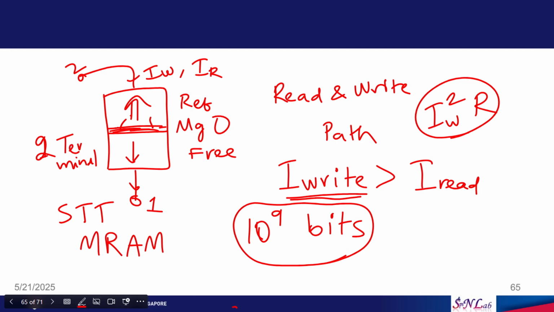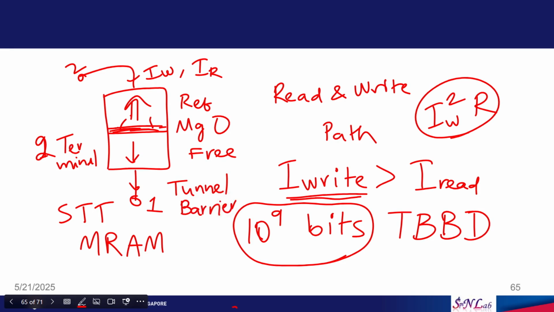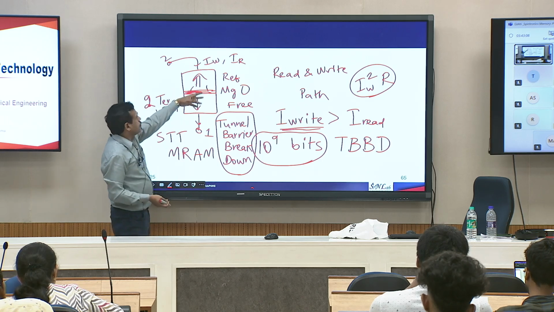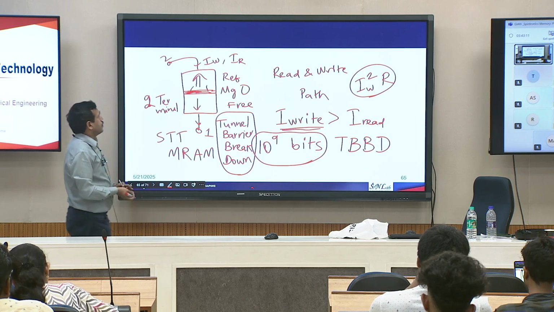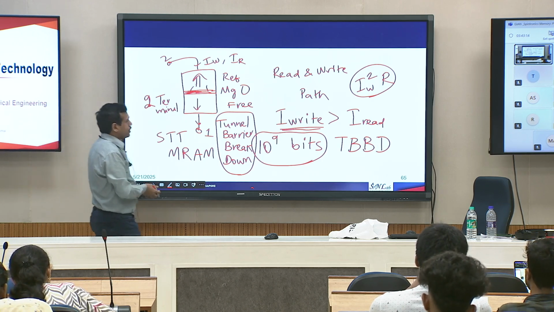Okay. So, in the MRAM industry, they use this terminology TBBD, which means tunnel barrier breakdown. So, after many operations of writing, because the write current is quite large, it can damage the magnesium oxide layer. Okay. The tunnel barrier may break down. So, this is the problem of STT MRAM technology.